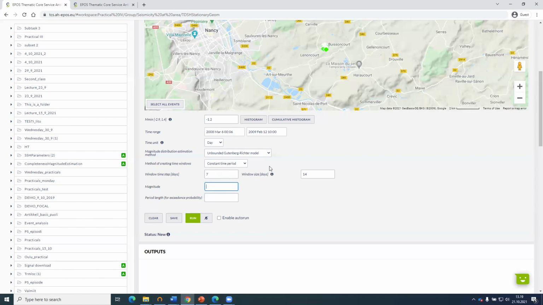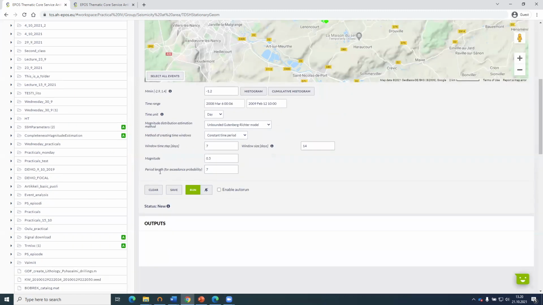From the results, you can see this maybe a little bit more clearly. Then magnitude. This is used for those stationary hazard applications. So let's put here a number of 0.5 and the period length for exceedance probability. The period length is actually in days, so we're giving here 7 days, for instance. And then we just run it.